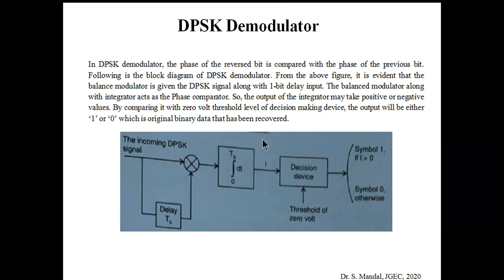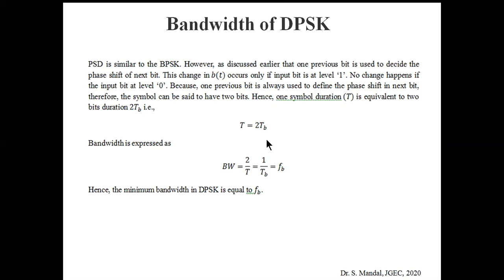And you can see that here we don't use any local oscillator carrier signal. We do not need to know the value of fc here. We just use a product modulator, a delay section, and an integrator to create the phase difference between them, and depending on the phase difference we make a decision, either 1 or 0. That's why you call it the non-coherent BPSK version, where we don't need any carrier signal. Now coming to the bandwidth of DPSK.